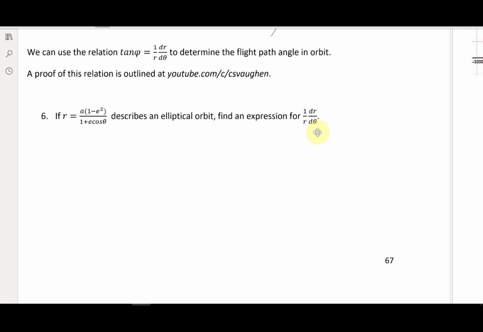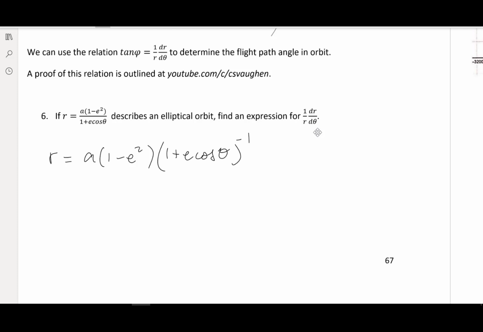So why don't we just do dr d theta first? This is taking a derivative with respect to theta, where a and e are constant with respect to theta. So, well, what we could do, maybe better, let's rewrite it. So we've got a 1 minus e squared, and then let's write it as 1 plus e cos theta to a minus 1 power.